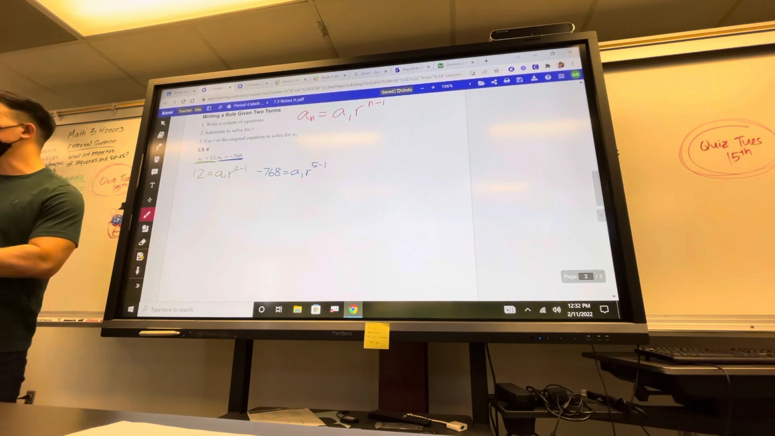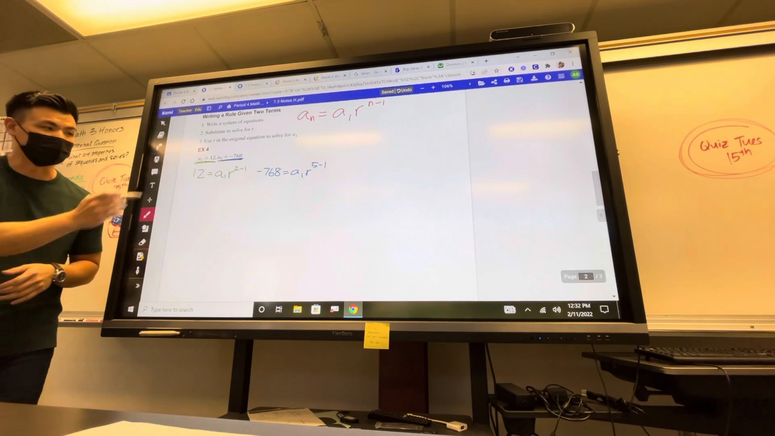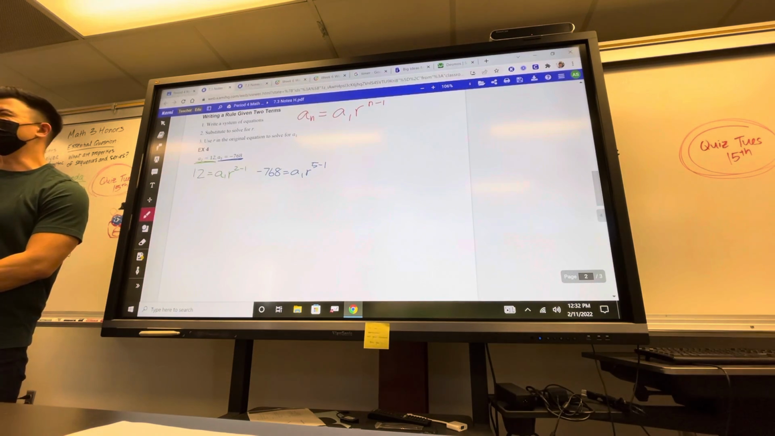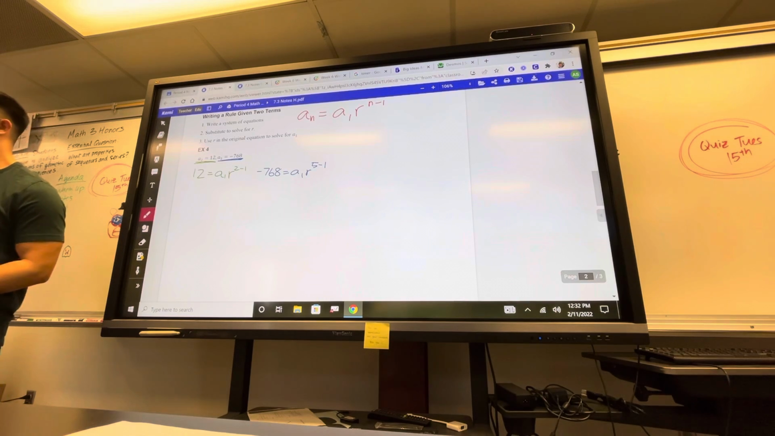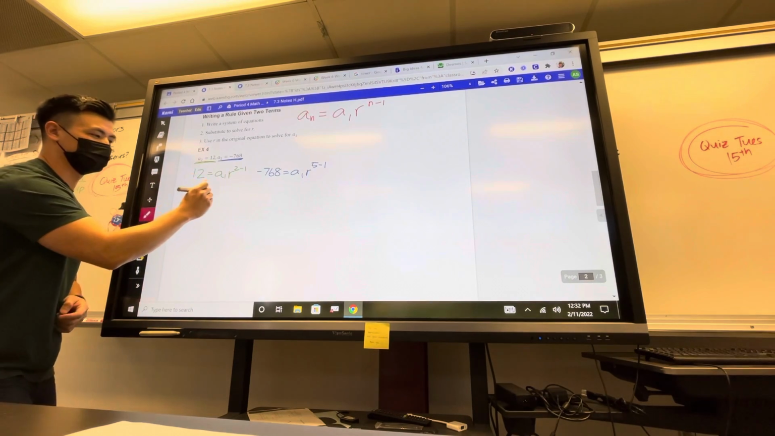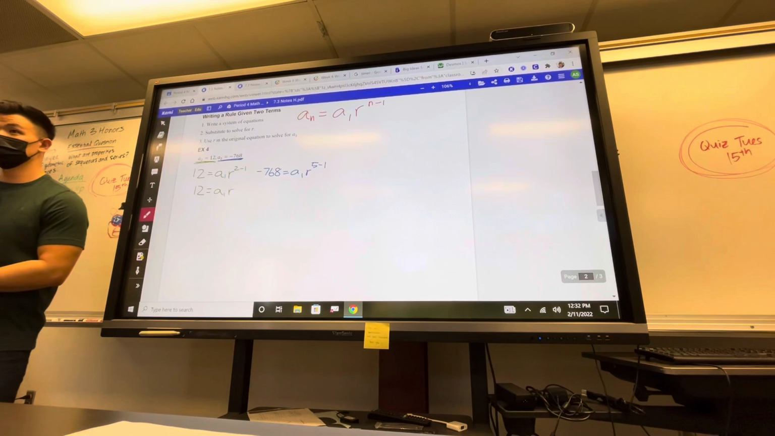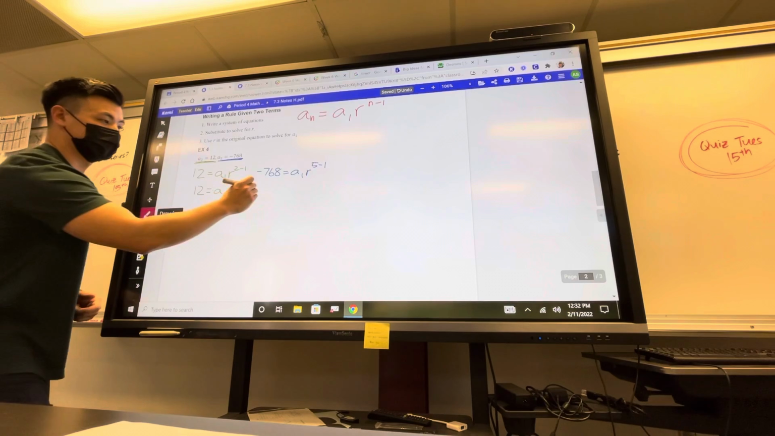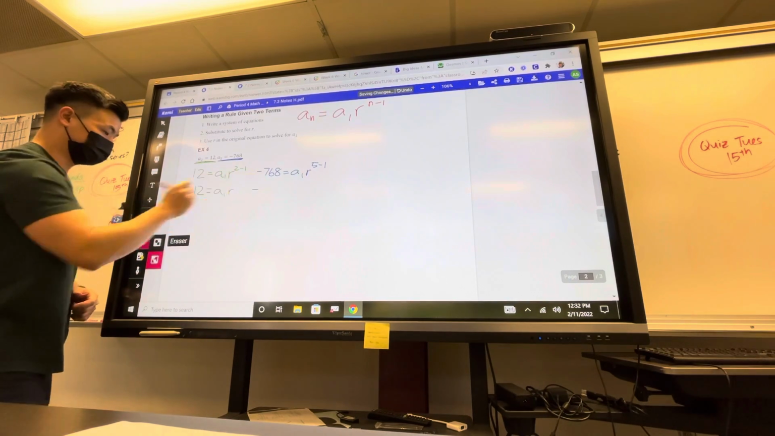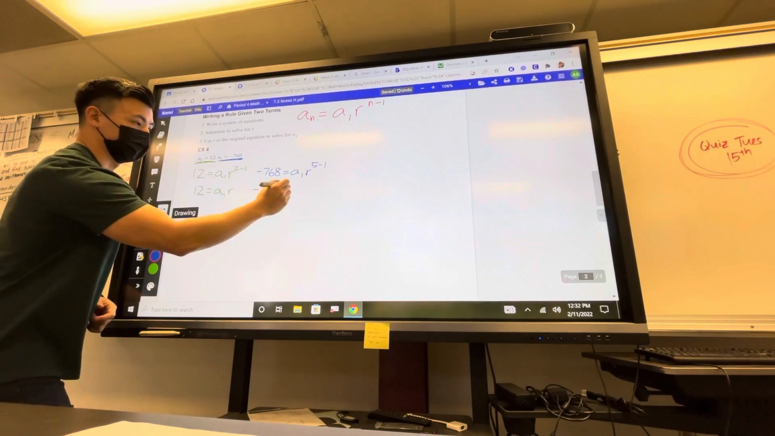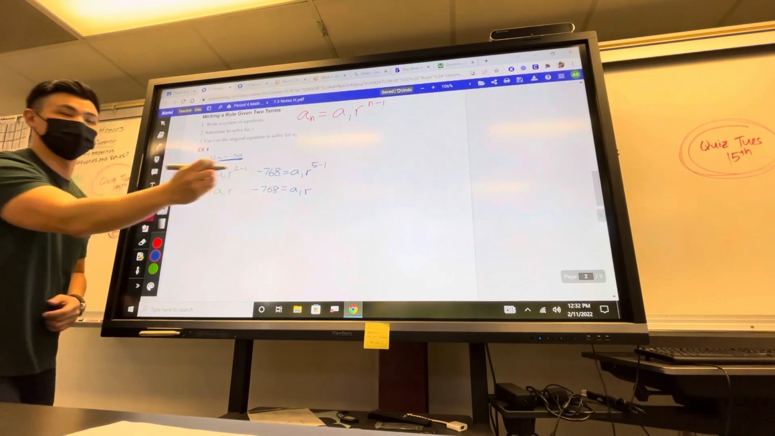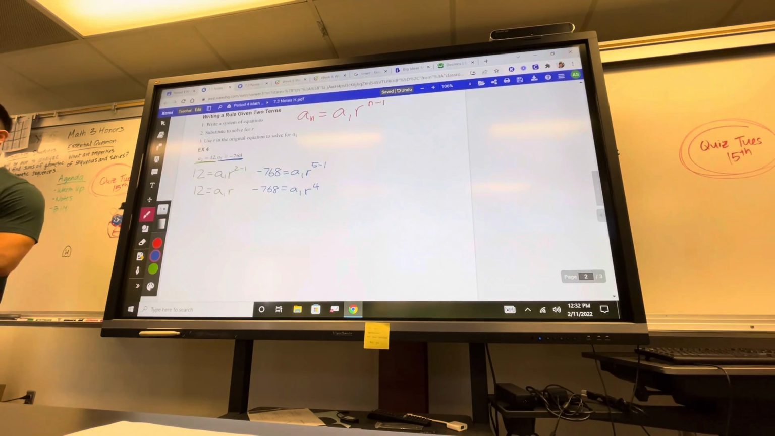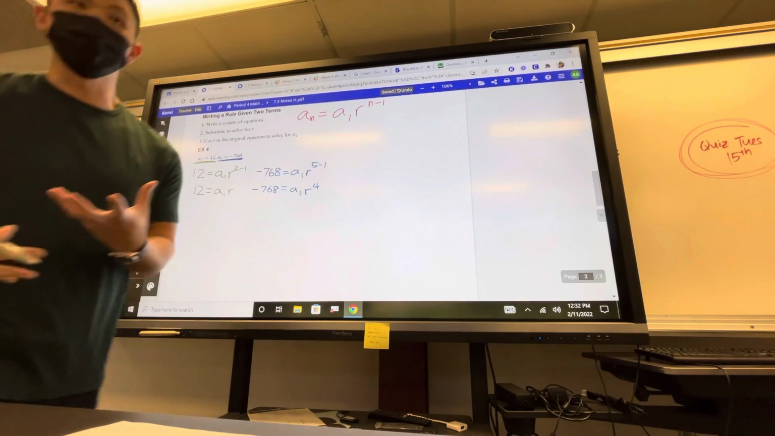So I have this system of equations now. I can clean them up just a little bit. If I simplify my exponent there, 2 minus 1 would give me 1. So I can just write this as 12 equals a1 times r. Does that make sense? And then the other equation would be written as negative 768 equals a1 r to the fourth power. So far, so good.